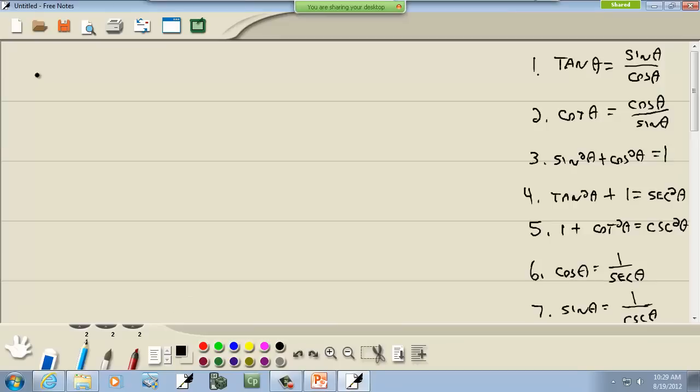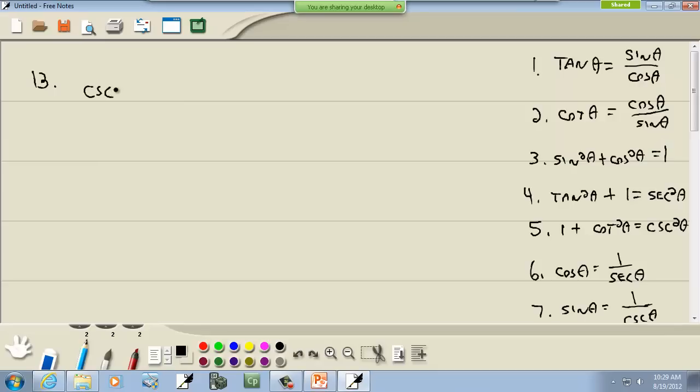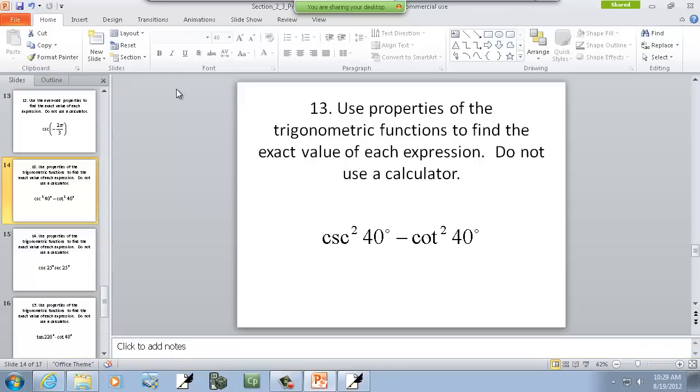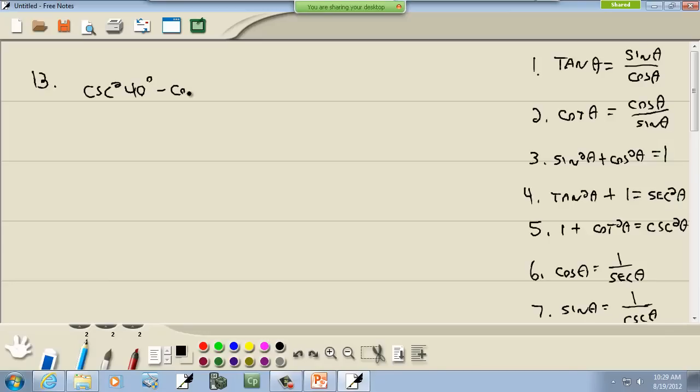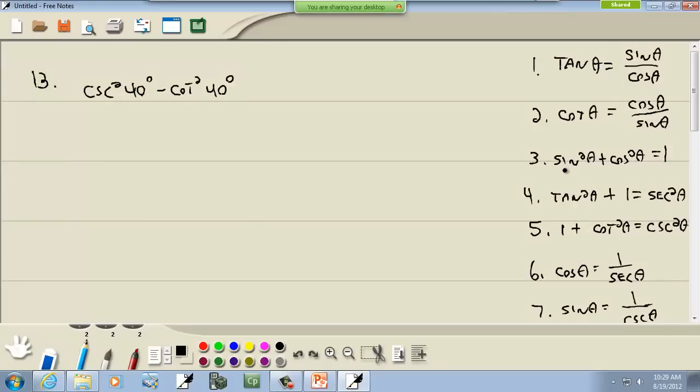So we got number 13. And we got cosecant squared 40 degrees minus cotangent squared 40 degrees. Well, they say to use properties of trig functions to find the exact values of each expression. Do not use a calculator. Obviously, I cannot look these up in my unit circle. 40 degrees is not on my unit circle if I were to flip over to it.